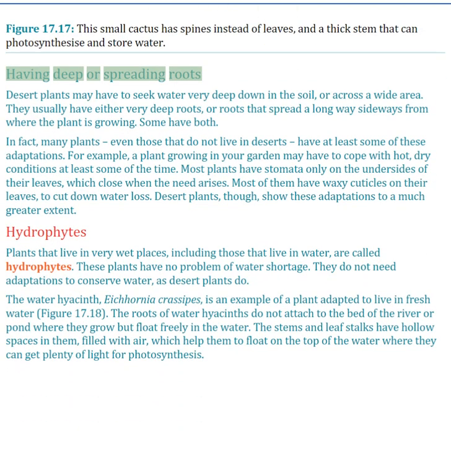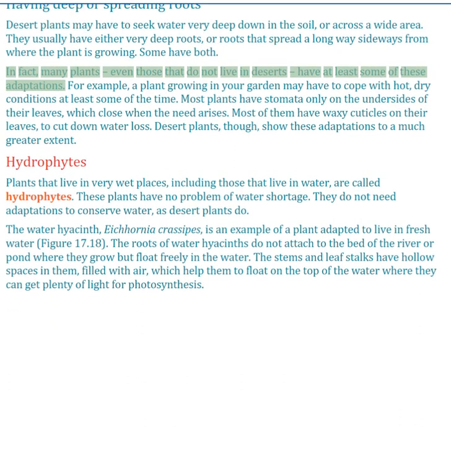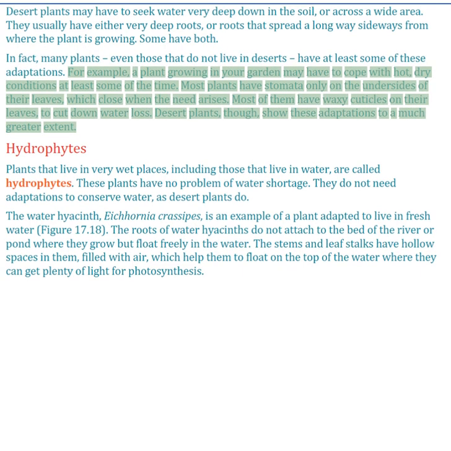Having deep or spreading roots. Desert plants may have to seek water very deep down in the soil or across a wide area. They usually have either very deep roots or roots that spread a long way sideways from where the plant is growing. Some have both. In fact, many plants, even those that do not live in deserts, have at least some of these adaptations. For example, a plant growing in your garden may have to cope with hot, dry conditions at least some of the time.